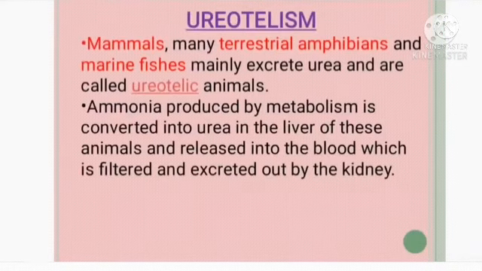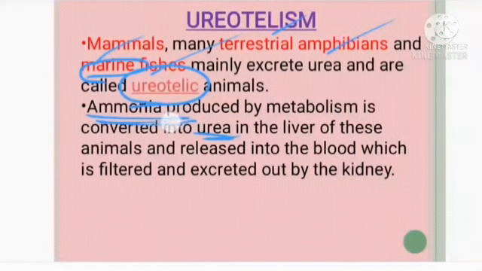Next is ureotelism. We, the mammals, terrestrial amphibians, and marine fishes, meaning those living in salt water, are mostly ureotelic animals. They excrete in the form of urea. Ammonia produced by metabolism is converted into urea. Where? In the liver. So in these animals, the ammonia in the liver is getting converted into urea.